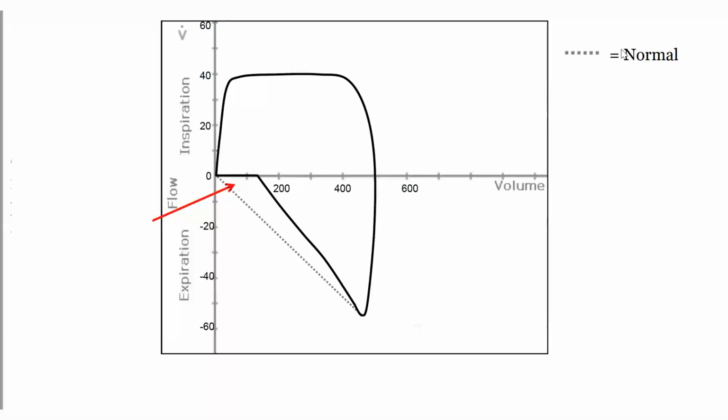What loop is this first? A flow volume loop. There's no doubt in this, right? So this is volume, this is 0. This is inspiration above, and this is expiration over here. The lower half is expiration. What is this point over here? The total lung capacity? Vital capacity? Functional residual capacity?